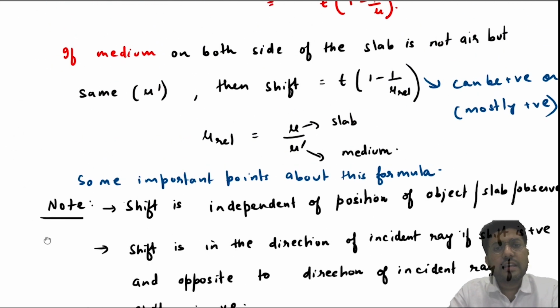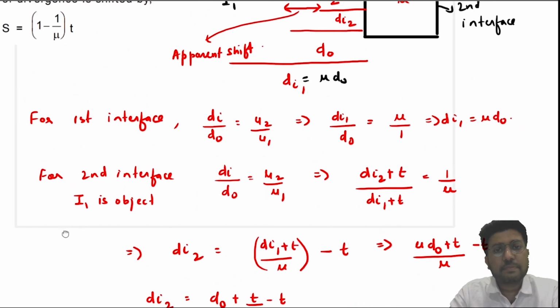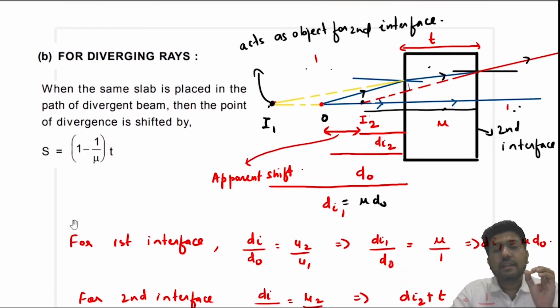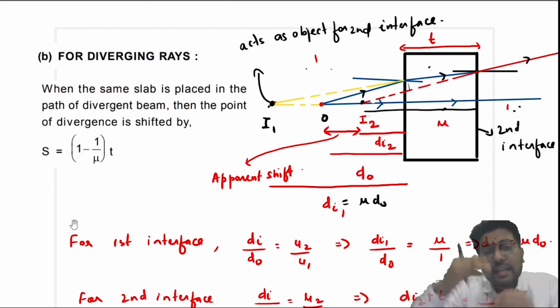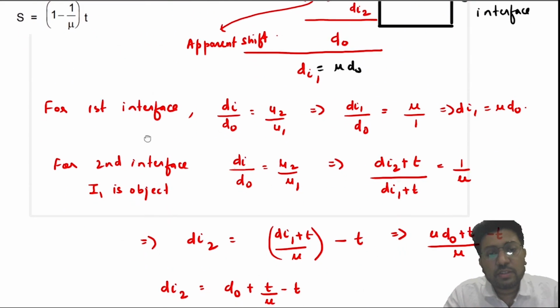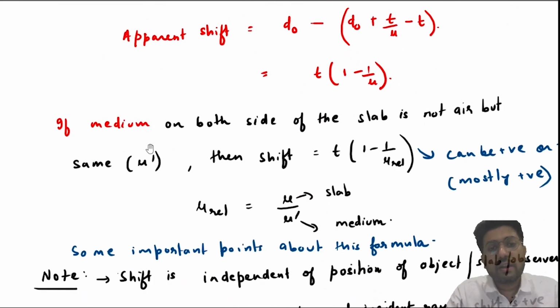Then if there are multiple slabs, you have to remember this. Again I will repeat, the formula for shift is very, very important. Also the important points in the note that I have given you are very important. You have to read it again.